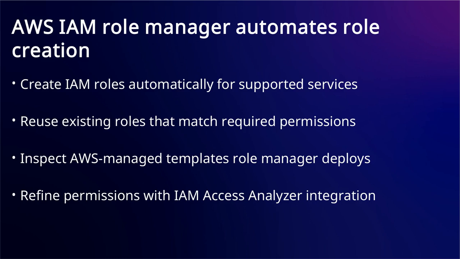Setting up IAM roles for AWS services requires you to understand permission requirements and manually configure roles for each service, which introduces delays and potential security misconfigurations. Role Manager addresses this by automatically creating IAM roles when you set up supported services in the console. When you create a Lambda function or configure EventBridge, Role Manager creates a default role or reuses an existing one that matches the required permissions.